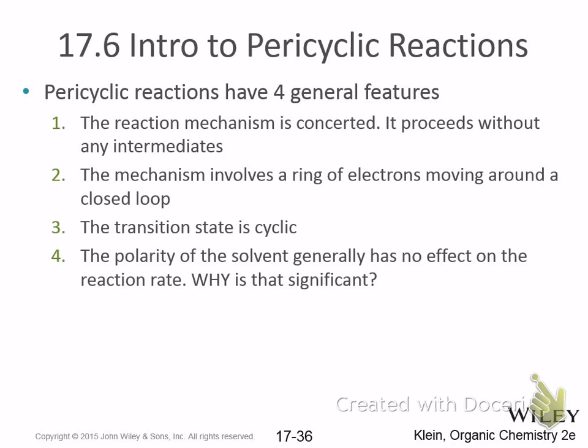So in general, these pericyclic reactions have 4 features in common. They're all concerted reaction mechanisms. All the electrons move at one time. The mechanism involves a ring of electrons moving around a closed loop, either starting in an open loop and forming into a closed loop, or starting as a closed loop in the retro Diels-Alder and going back to an open one. And then the transition state is generally cyclic. And then the effect of solvent, I said already, usually doesn't have an effect on the reaction rate because the transition state isn't charged.